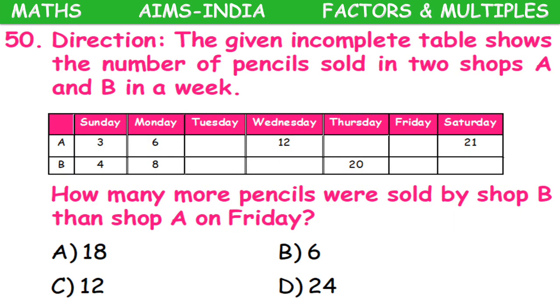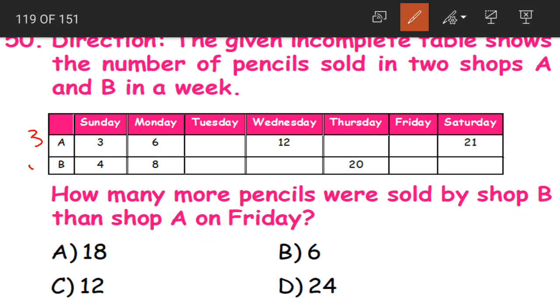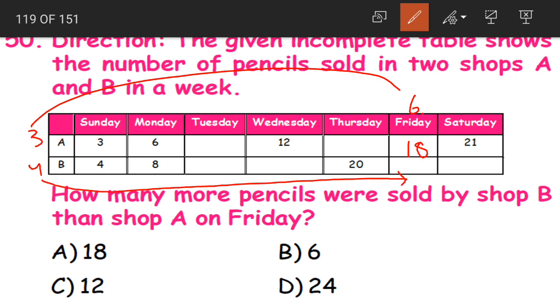And coming to the last question for today. Again, it is the same question. Yes, we already had this box. But now what is the question here? How many more pencils were sold by shop B than shop A on Friday? If you remember, here Friday is day 6. So the number of pencils sold by A on Friday are 3 6s are 18 and the number sold by B are 4 6s are 24.